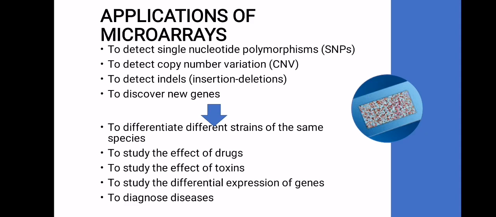We have pink hibiscus, we have red hibiscus, and so on. It is also used to study the effect of drugs, for example what happens if we eat Panadol, and to study the effect of toxins, for example what will happen in our gene expressions if I get food poisoning. And also to study the differential expression of genes, which is what I mentioned just now. Some genes will be upregulated, some genes will be downregulated.